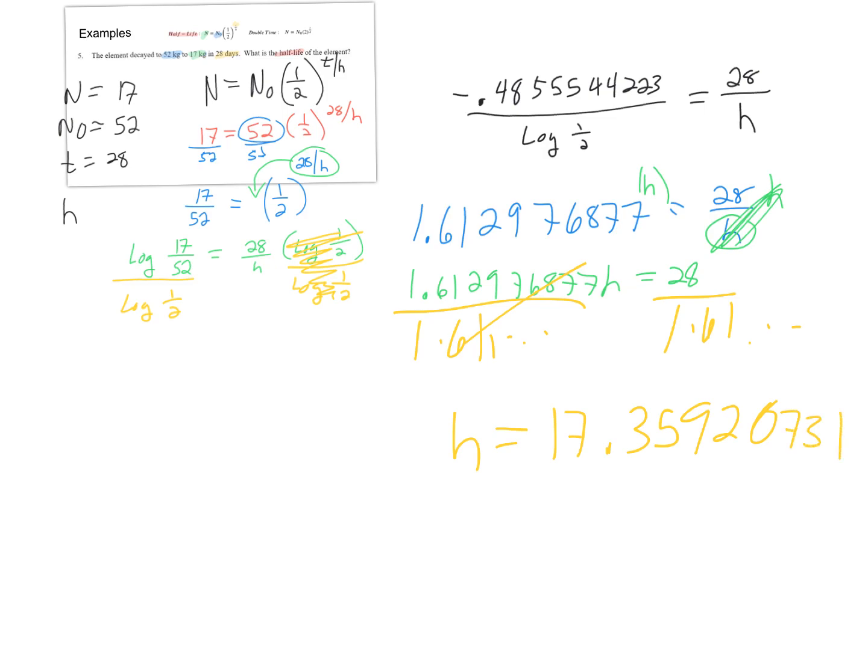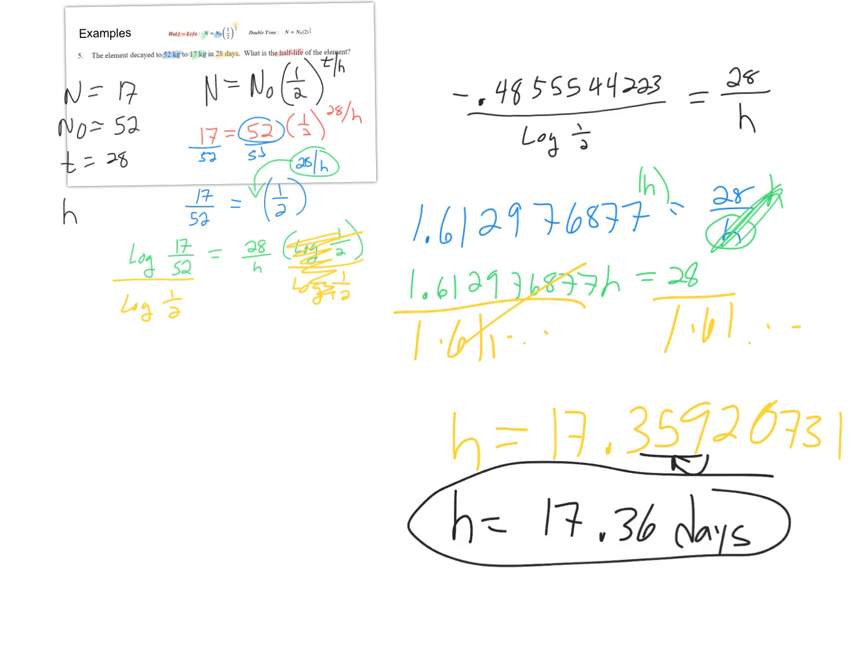Now again, we are going to be rounding to 2 places. So the 9 tells that 5 is going to 6. So 17.36. And again, we were told it was days. So it'd be 17.36 days. Okay. Are we good? We great? We wonderful? Hopefully you are.